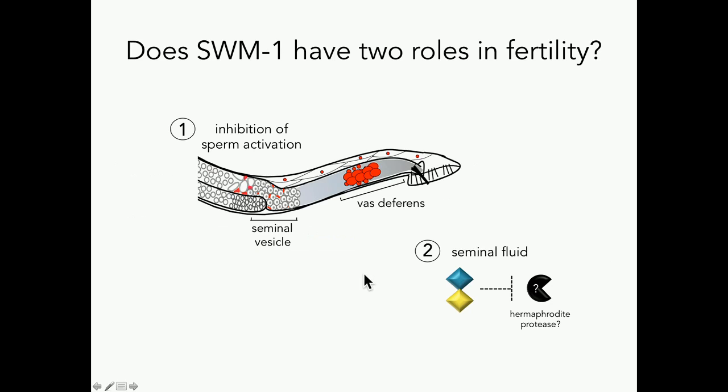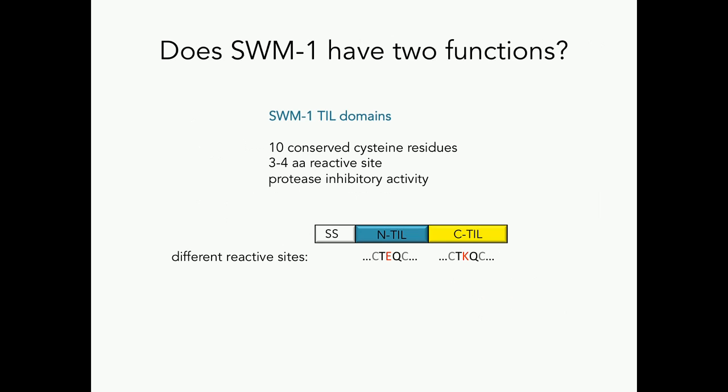But I also showed you that SWM-1 is a seminal fluid protein. It's present in the vas deferens. So in addition to its role as an inhibitor of activation, it seems that perhaps it may have an additional role as a seminal fluid protein and could inhibit another protease within the hermaphrodite once transferred. It turns out that at the molecular level, the idea that SWM-1 could be a dual functioning protein seems likely.